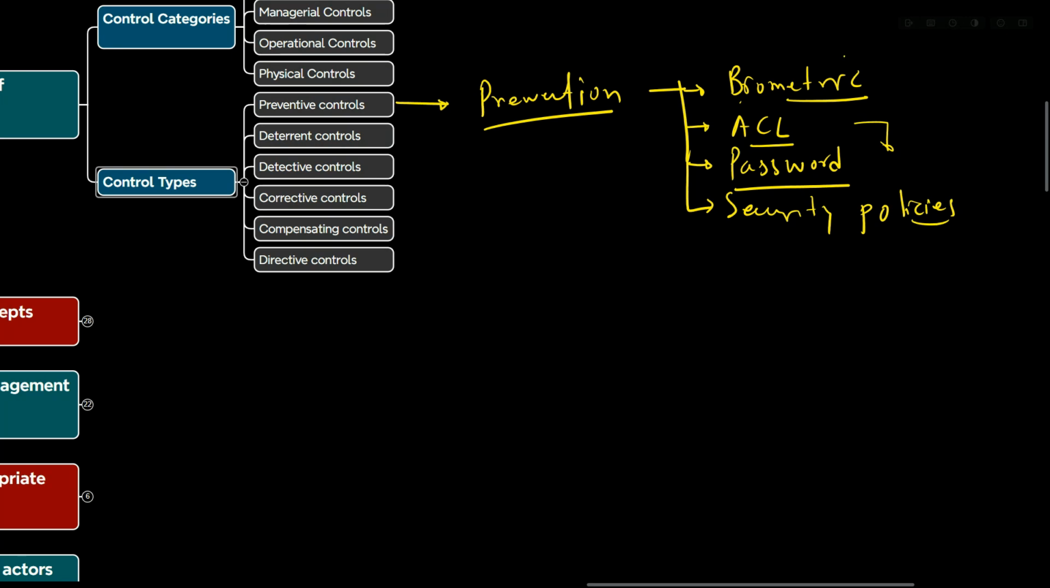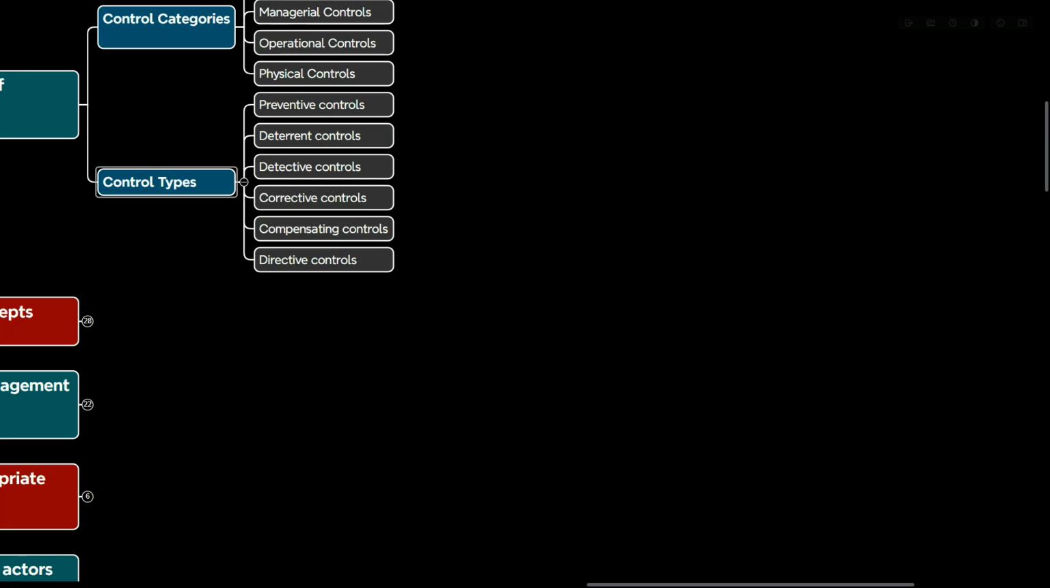Okay, now, let's talk about the next option, which is deterrent controls. Now, deterrent control is basically aimed to discourage the attackers from proceeding. This is more about sort of messages. It's all about giving some warning banners to the attacker.